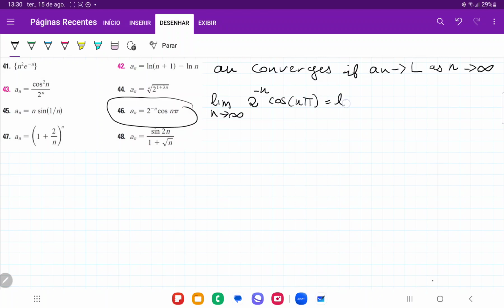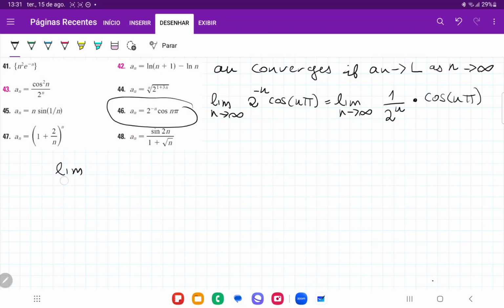And I'm just going to clean this up a little bit. The first thing that I'm going to do is take this negative n and put it on the bottom, just so that we have a quotient, which is nice whenever we're dealing with infinity. So we'll go 1 over 2 to the power of n, and all of this times cosine n pi. Okay, so let's see what happens to each of these individually.